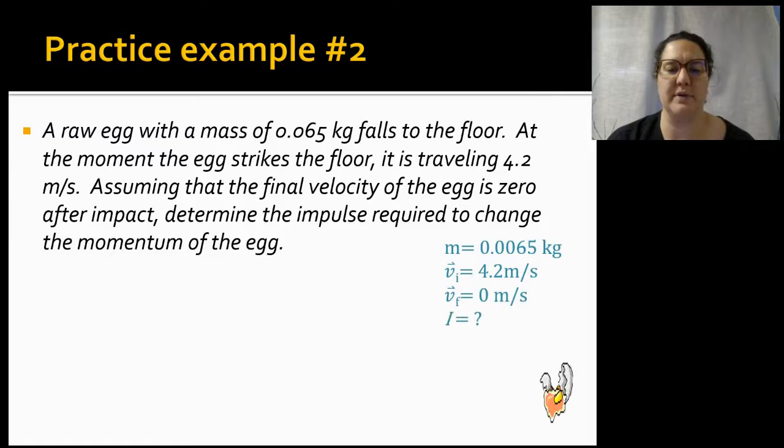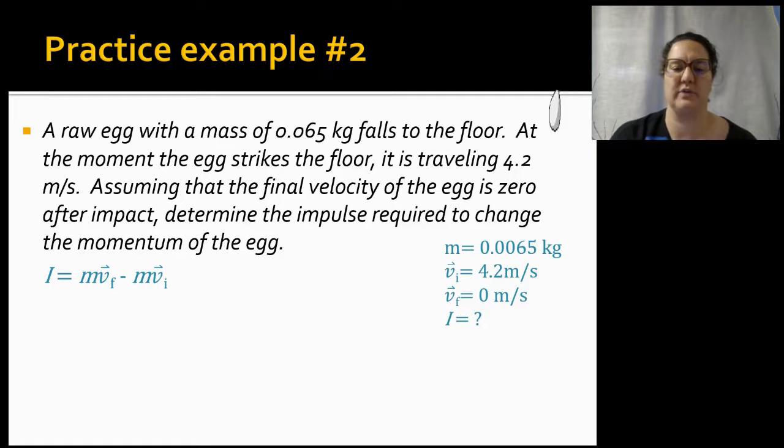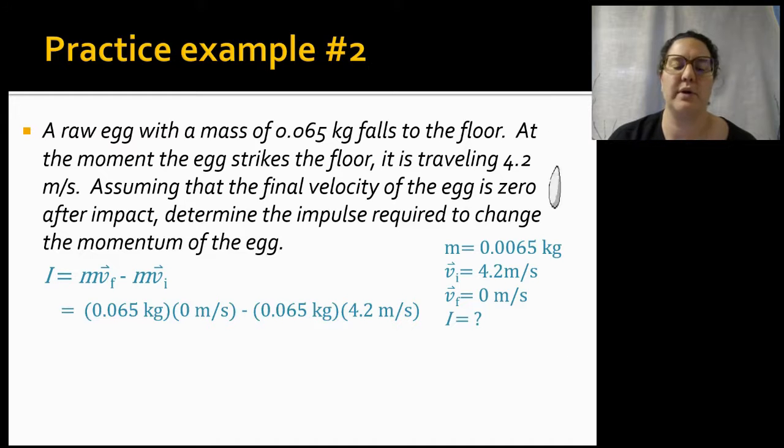So collect your variables. We have final and initial velocity, mass, and we're asked to find impulse. So we can use the formula impulse is equal to mass times final velocity, subtract mass times initial velocity. And then we're going to put in our variables, including their units. So 0.065 kilograms times 0 meters per second, subtract 0.065 kilograms multiplied by 4.2 meters per second. And this gives us an impulse of negative 0.27 newton seconds.